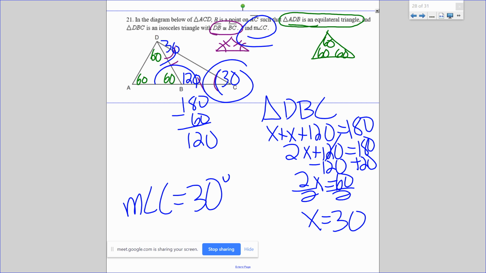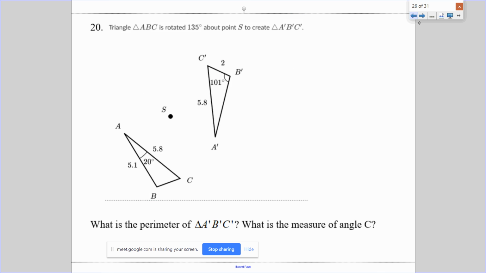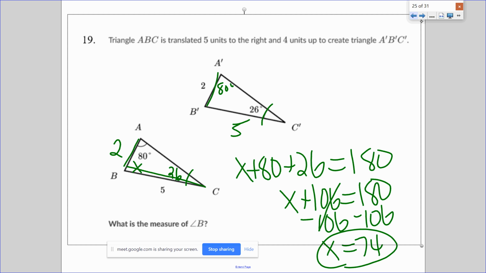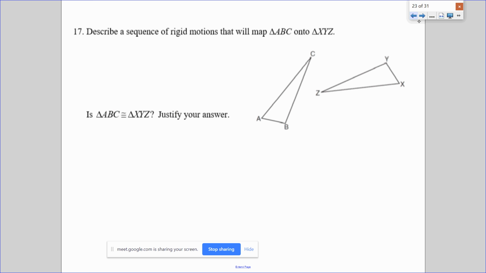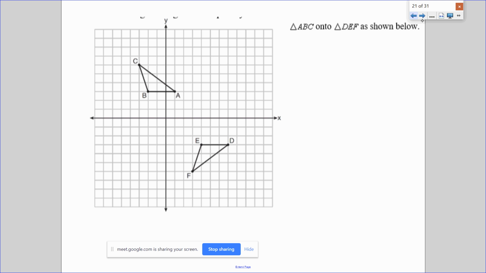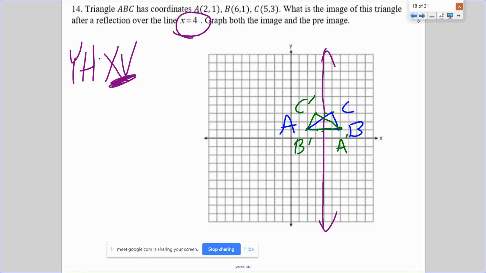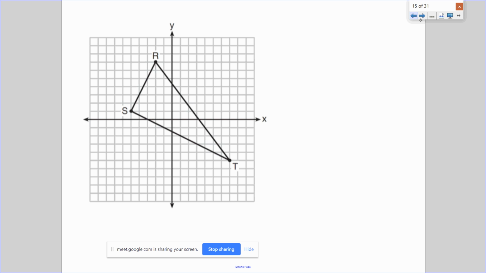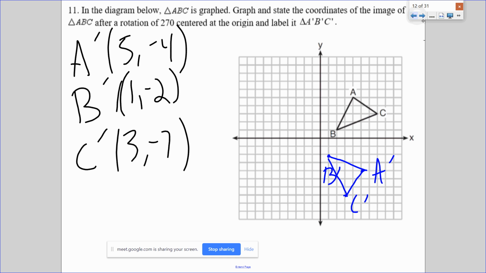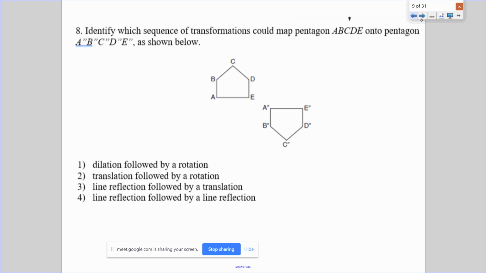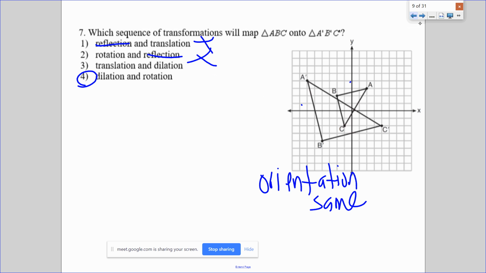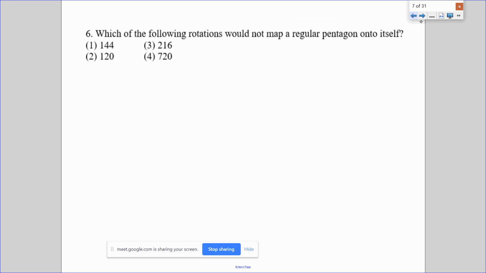So that's what's going to be on your exam. You're going to see a complex triangle problem. You're going to see a rigid motion question where you're finding a missing side or angle. You're going to see sequences of rigid motions on and off the grid. You're going to see reflections. You're going to see rotations. You're going to see translations. You're going to have to identify transformations by checking for orientation.